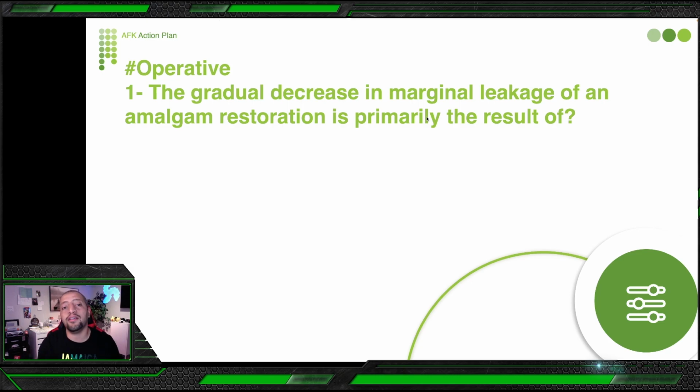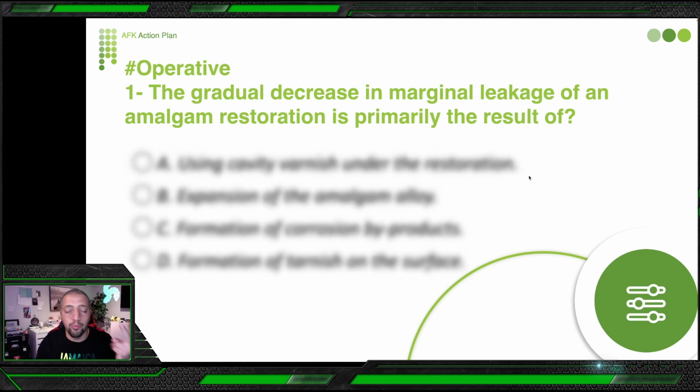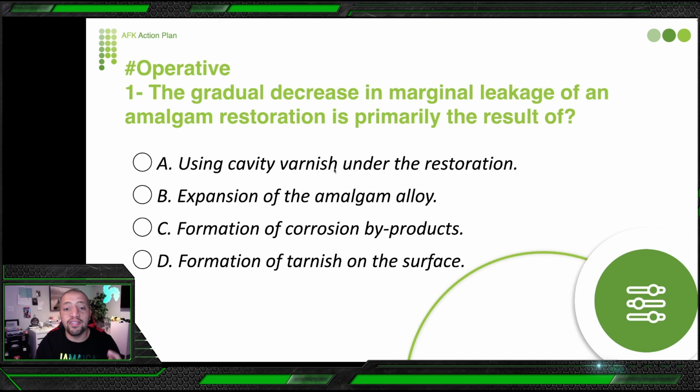This is the style of questions recently in the exams. You will see easy questions, super direct questions, but some questions are like this one, where it says gradual decrease, meaning not initial. Now you will see the difference between both words. Using cavity varnish under the restoration is completely correct, but not for a gradual decrease. It is used as the first step while you are doing the filling.